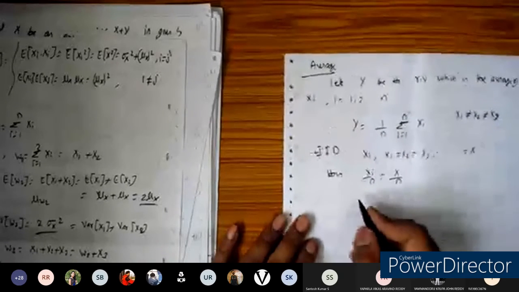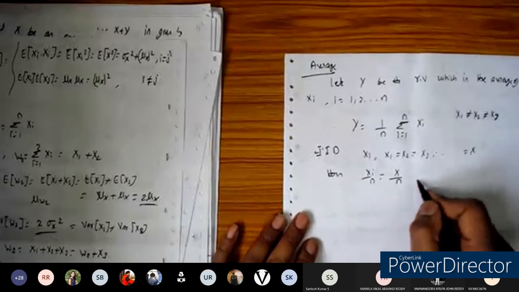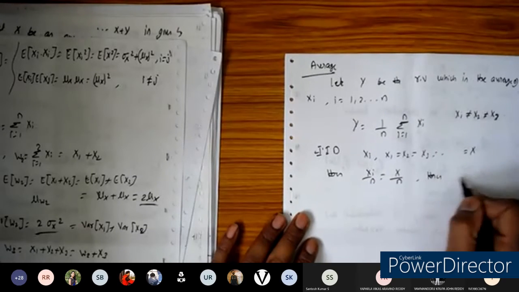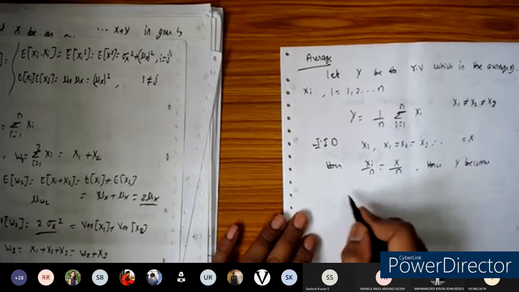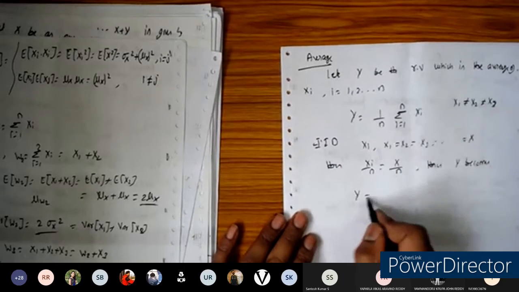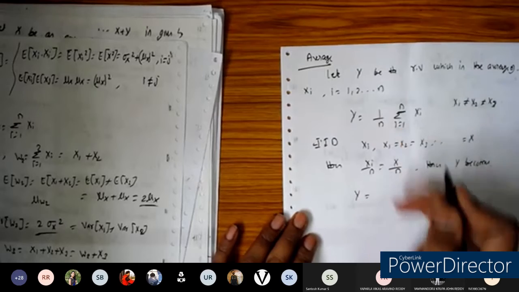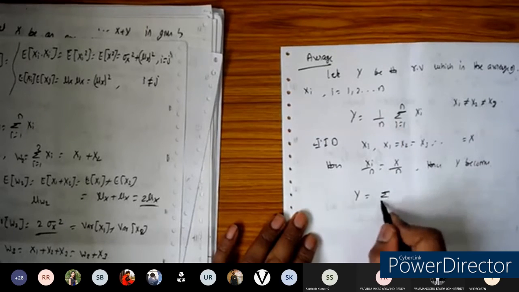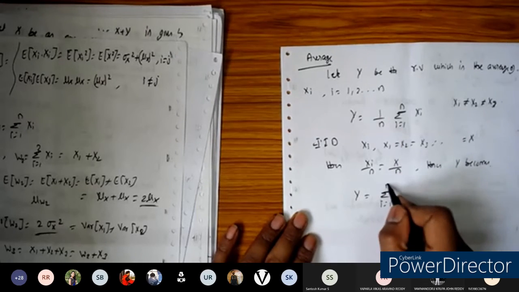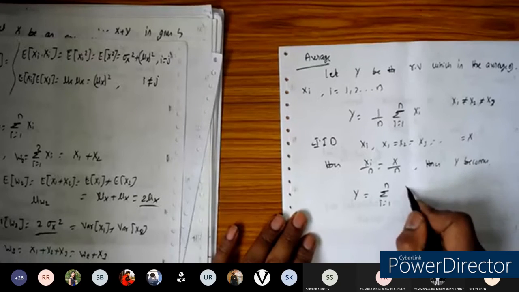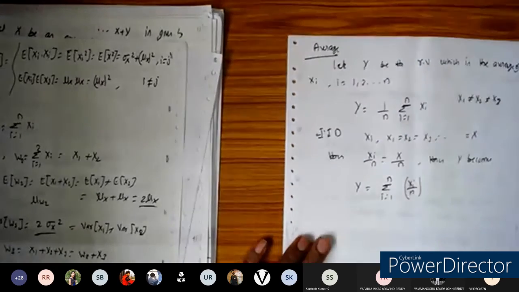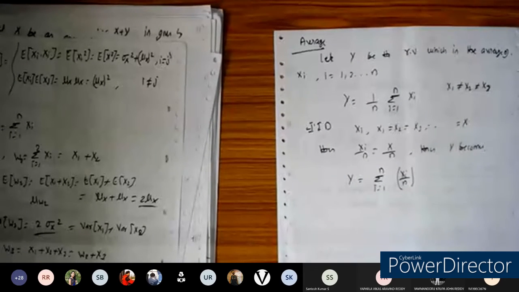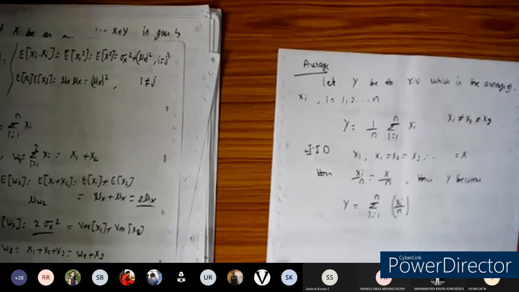So now I'm going to take this concept here. Then y becomes, since xi will be the IID random variable, we can take y as the summation i is equal to 1 to n of xi divided by n. So got it now? It's a simple concept, nothing difficult here.